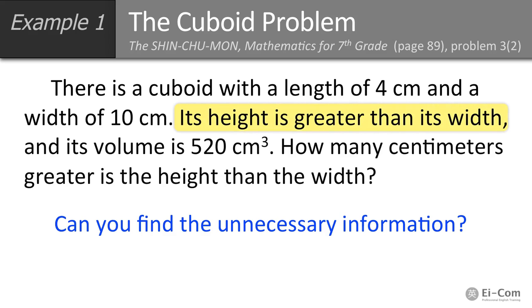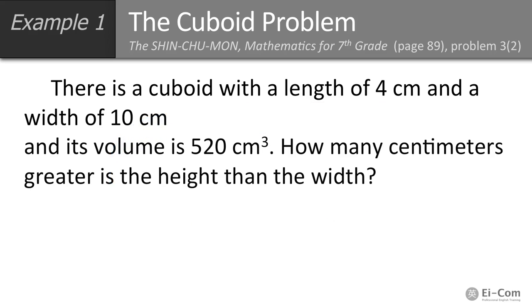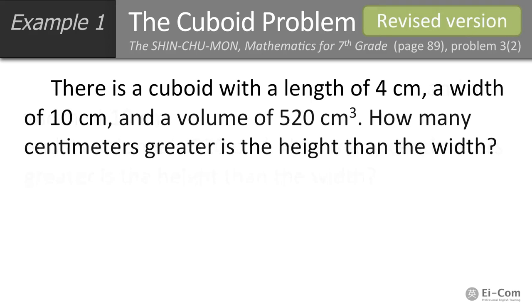Notice that the second sentence begins with the phrase, "Its height is greater than its width." Although this information is correct, it is not required for solving the problem. Therefore, this is unnecessary information. Removing these words from the problem will not affect our ability to understand and solve it. Here is a revised version of the problem, excluding the unnecessary information.